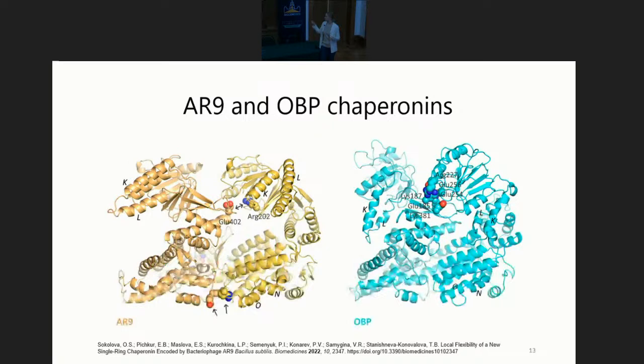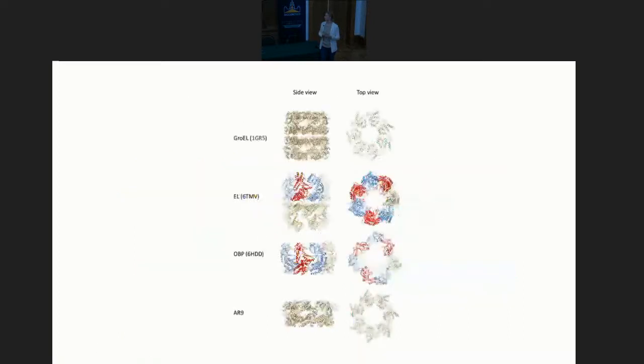We also described the set of salt bridges that are formed between subunits. But again, I will not go into the details. I just want to give the general idea of them. And to summarize, here is the comparison of GroEL and 3 viral chaperonins with known structures. So there are just 3 of them yet.